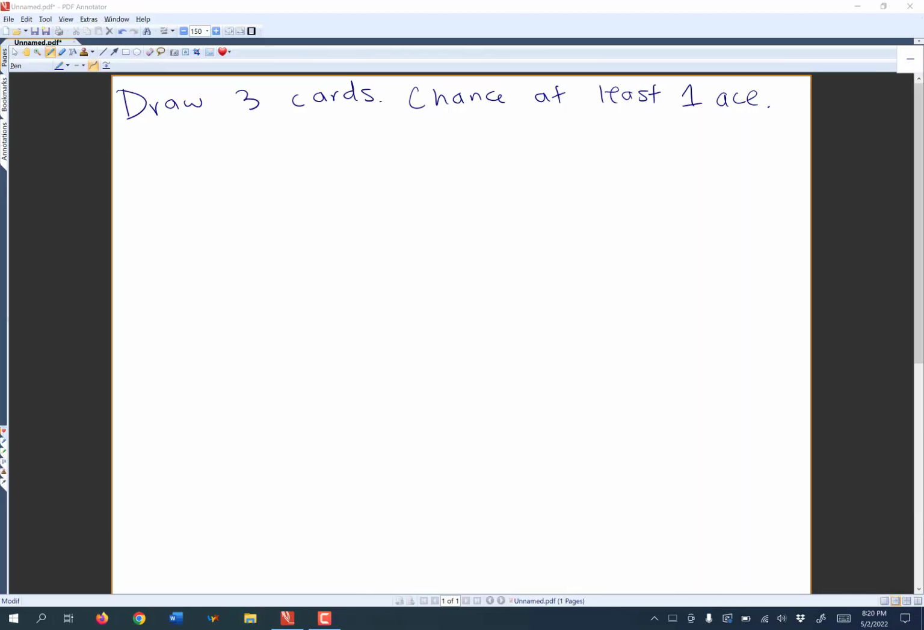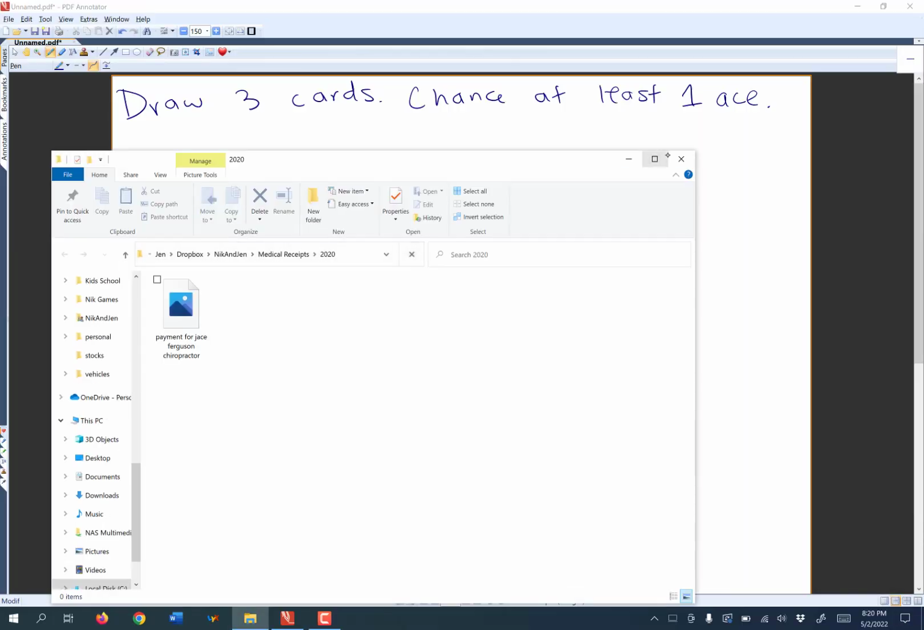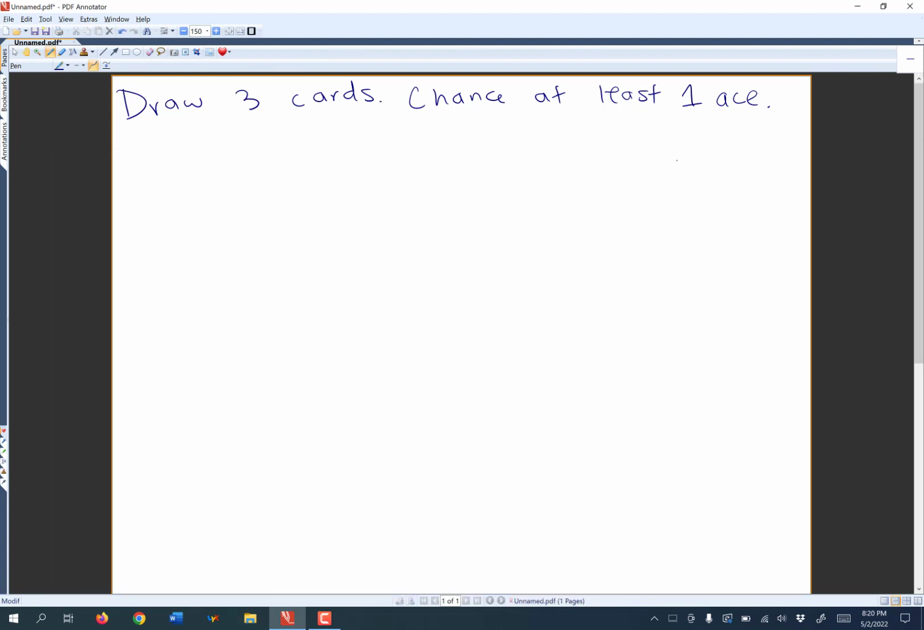So on this one, you're supposed to draw 3 cards off a well-shuffled deck, a normal 52-card deck. What's the chance of at least 1 ace? Anytime you see this, the probability of at least 1 ace, that's supposed to clue you in that you should be using the complement rule as a shortcut.